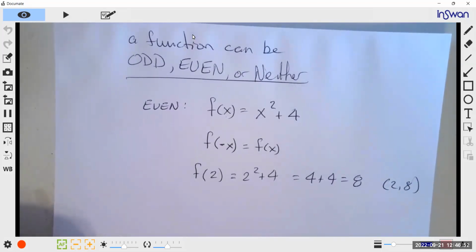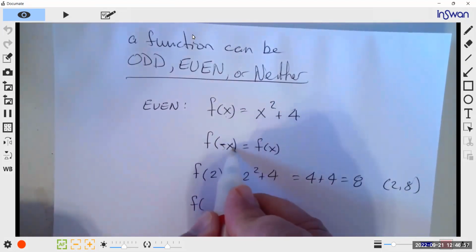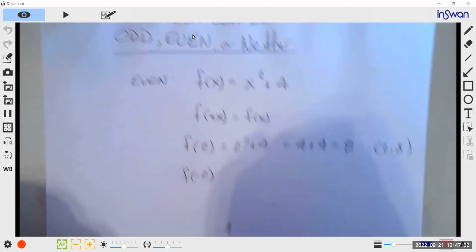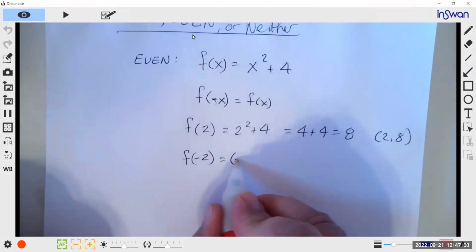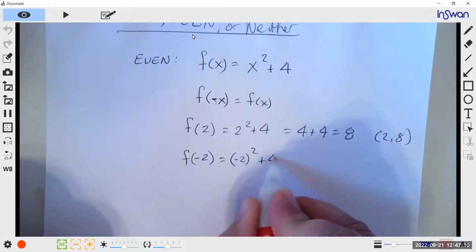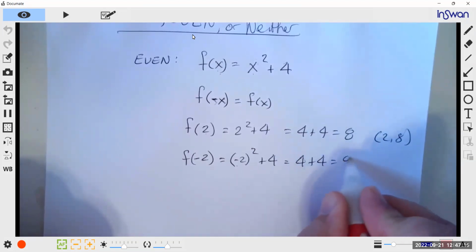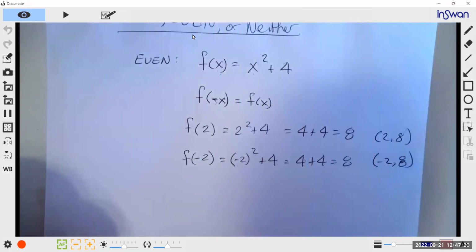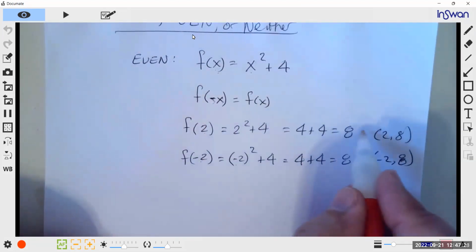That's a point. So let's do the same thing again, but this time let's put in the negative of that value. So this is positive 2. Next one, we're going to put in negative 2. We put negative 2 in place of x, so it's negative 2 squared. Negative 2 squared is 4. So that's an even function. It doesn't matter if I plug in a positive or negative, I still get the same answer.